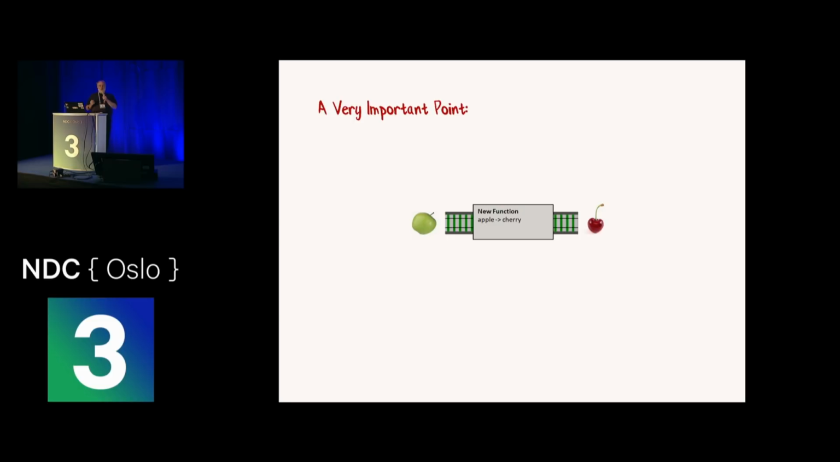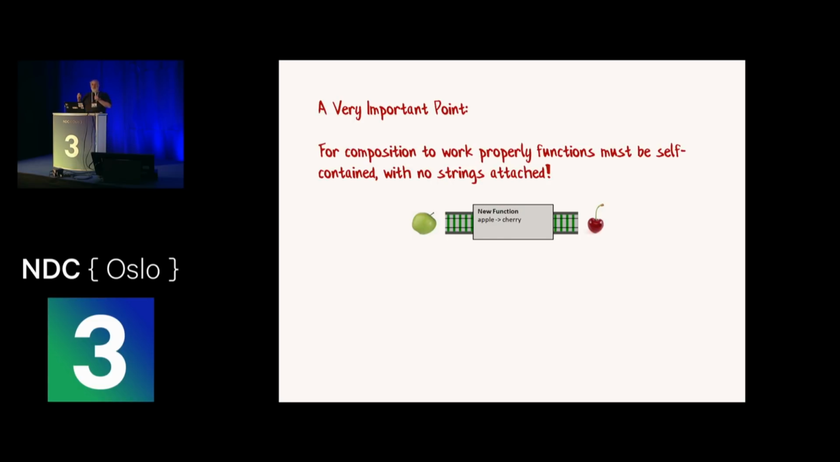A very important point, though, is that in order for function composition to work, they have to be self-contained functions with no strings attached, just like the Lego, right? If they've got strings attached, you can't glue them together because they get tangled up. So what does strings attached mean in terms of programming? Well, it means the data has to be immutable, because if you change the data inside a function, you're messing with stuff. The function might not work.